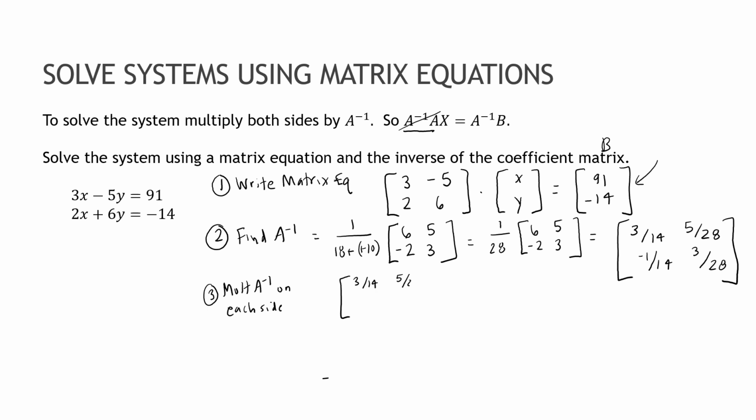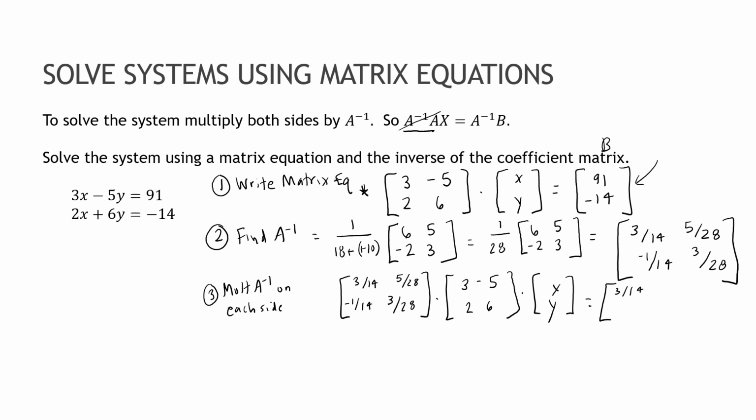So that means I've got 3/14, 5 over 28, negative 1/14, 3/28. I'm essentially going back up here now to my original matrix equation, times 3, negative 5, 2, 6, times x y. Woo, there we go, a little better. And then on the other side, I'm going to take 3/14, 5/28, negative 1/14, 3/28, and multiply it by 91, negative 14. Now on this side, when I multiply, essentially what's going to happen is I'm going to get 1, 0, 0, 1. And for the sake of time, I'm not going to multiply that out. But that is what happens.